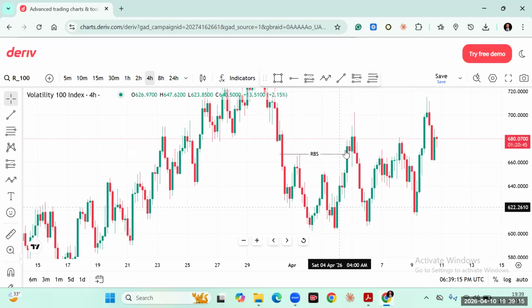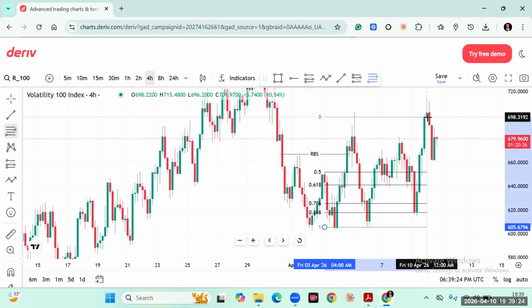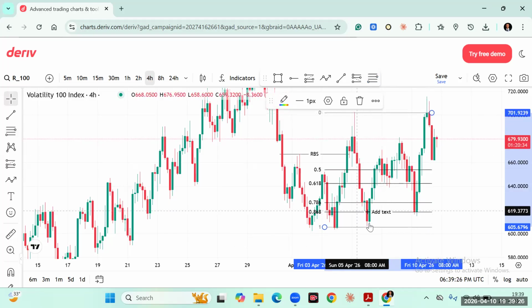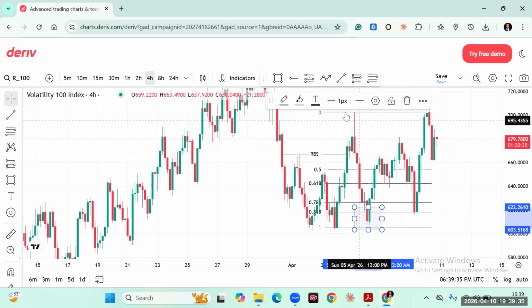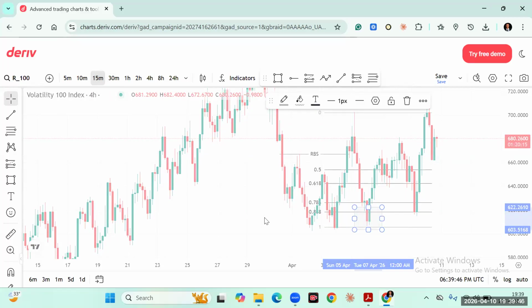So this is the low that created the high, and this is the high of the range. This is the low of the range, and this is the high of the range. So basically, price did almost 100% retracement. This is type 3. So let's see how you would have entered this trade on the lower time frame. This was on 6th April, on Monday. So let me use the 15 minutes time frame.